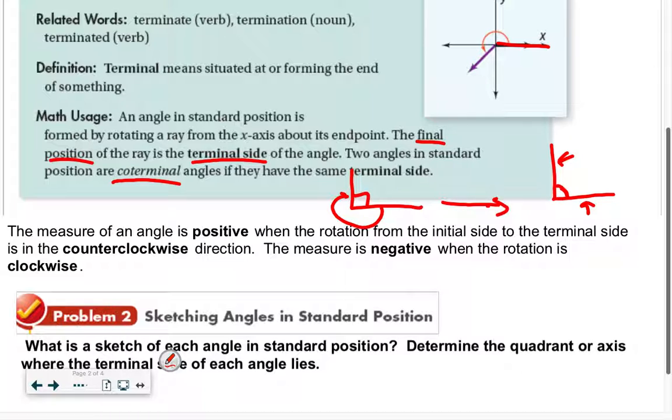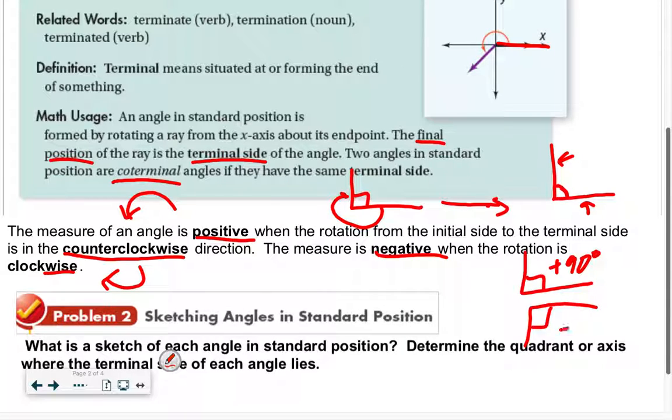The important part here is positive. When we have a positive angle, we are going counterclockwise. Those of you who don't know counterclockwise, that would be this way. Negatives go clockwise, so they go this way. So this angle would be a positive 90 degrees. This angle would be a negative 90 degrees. Both start here. Negative, we go clockwise. Positive, we go counterclockwise. I think we're done with vocab for now.